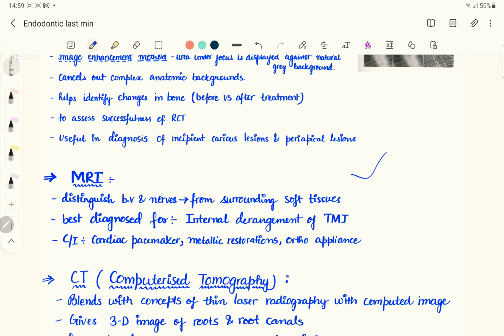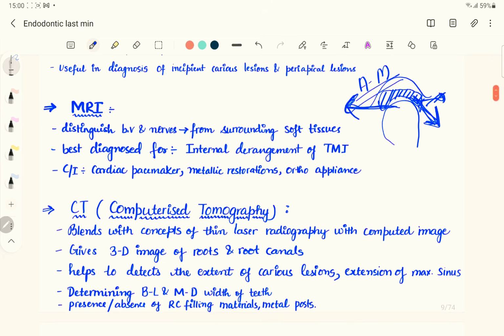Say suppose this is the glenoid fossa, then we have the condyle, and in between we have the articular disc. Since we know it's a soft tissue, any abnormality such as disc displacement, which is usually present anteromedially, so anteromedially is going to be this side, generally anteromedial in direction. Any abnormality in the articular disc will be visible in the MRI. So in dentistry, it is used for internal derangement of the TMJ.